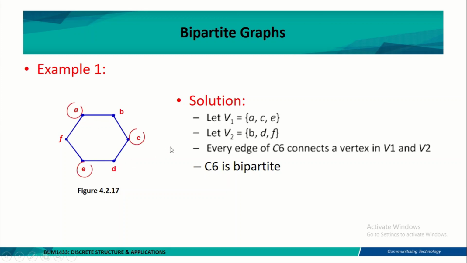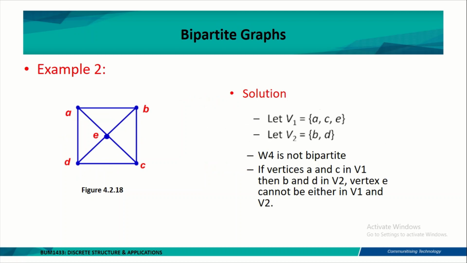Let's see example number 1. The solution: let V1 equal ACE and let V2 be BDF. So every edge of C6 connects a vertex in V1 and V2. So we can see that C6 is bipartite. Let's see example number 2. We let V1 equal ACE and let V2 equal BD.